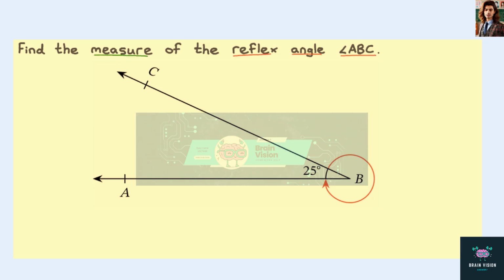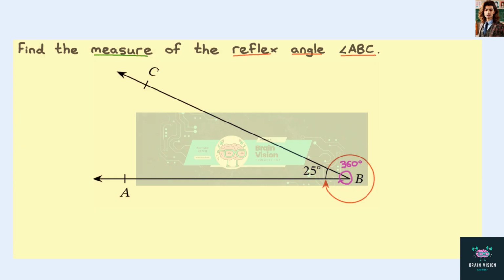Find the measure of the reflex angle ABC. In this question, we are asked to find the measure of the reflex angle ABC. We can first recall that a reflex angle is one with measure greater than 180 degrees. So, in this case, it is the red angle at vertex B.